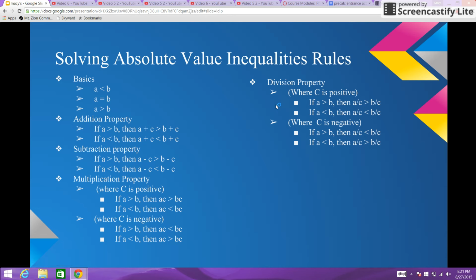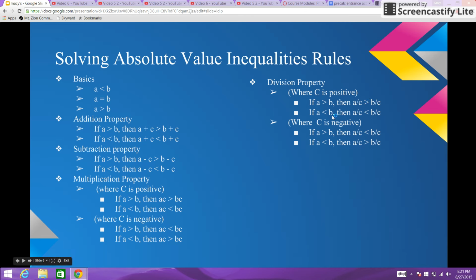For division, it is the same. When C is positive and A is greater than B, then the quotient of A and C is going to be greater than the quotient of B and C, so it's the same sign. And then if A is less than B, then the quotient of A and C is less than the quotient of B and C. Once again, the same sign.